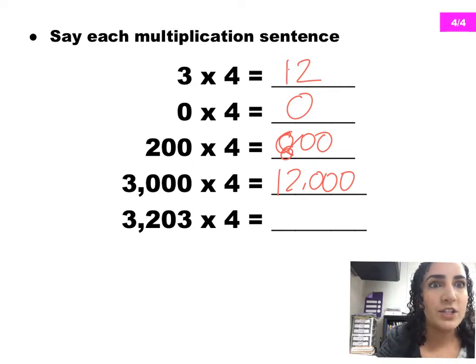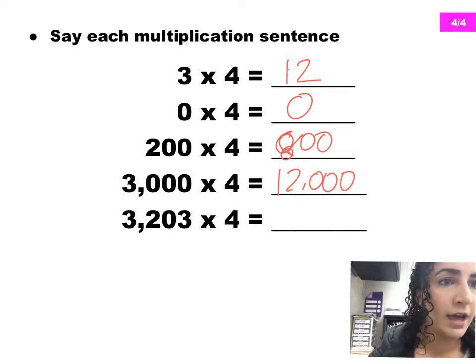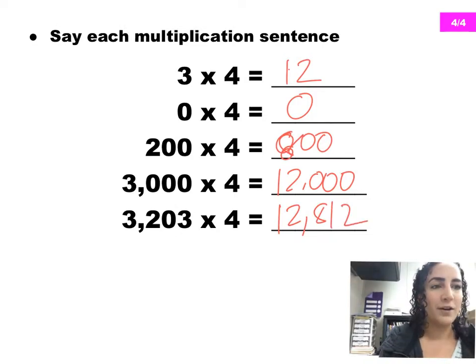So 3,203 times 4, that would equal 12,812. All right, let's go ahead and move on to the next slide.